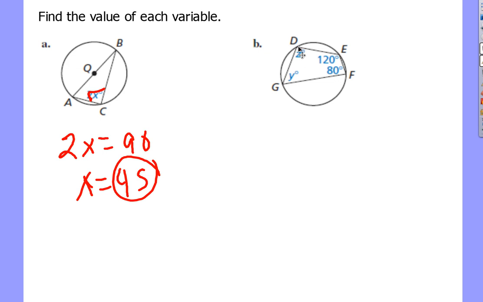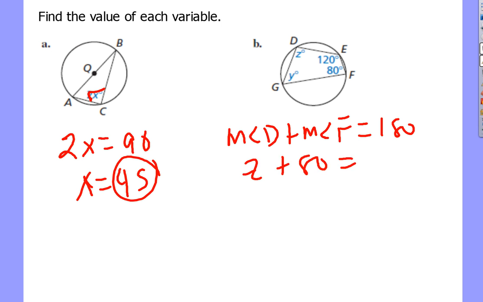Here's our inscribed quadrilateral, D, G, F, E. D and F have to be supplementary. That means that the measure of angle D plus the measure of angle F have to equal 180 degrees. Sorry about the bell. Well, that means that Z plus 80 equals 180 degrees. And so Z had to have been 100 degrees.